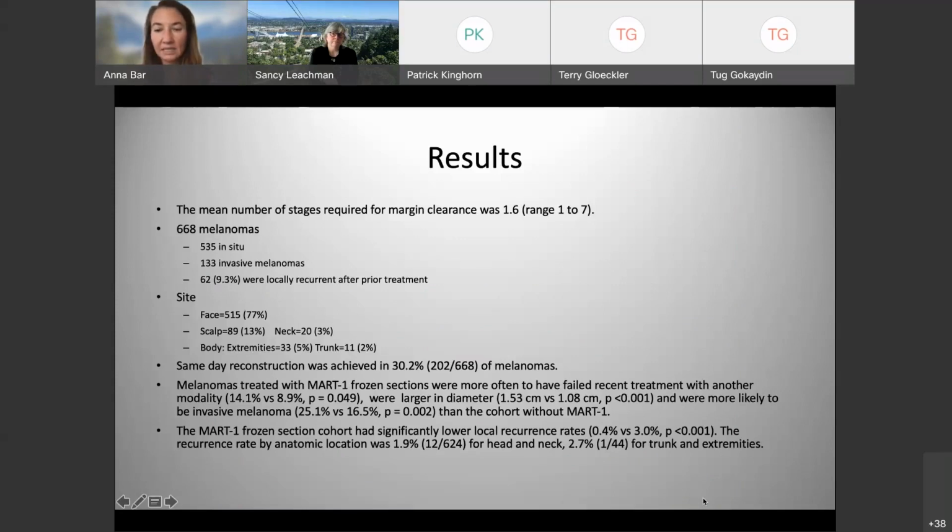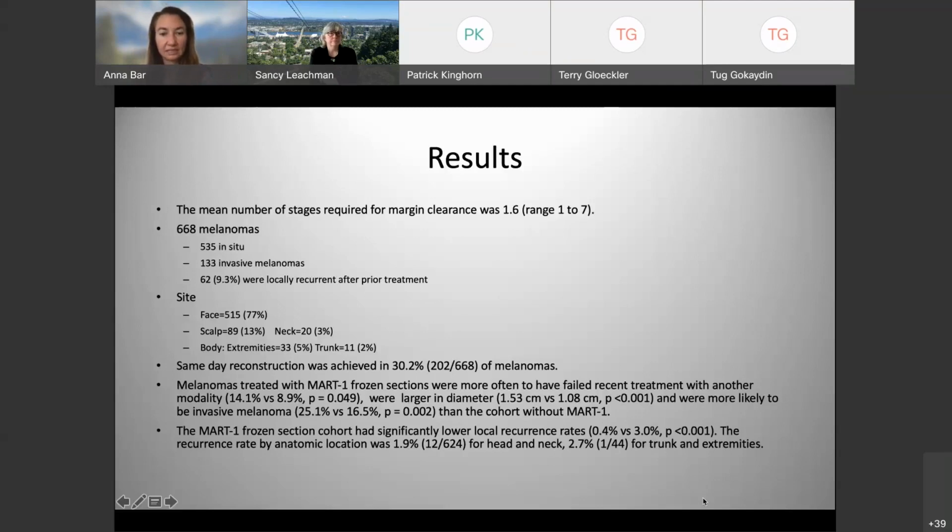And this is a summary of our results, which I don't have time to really get into the nitty-gritty, but we did mostly treat shallow melanomas. 535 were in situ and 133 invasive melanomas. We did have difficult melanomas. Almost 10% of them were recurrent after a prior treatment. And mostly, 77% were on the face, 13% on the scalp, 3% on the neck, and 7% on the trunk and extremities.